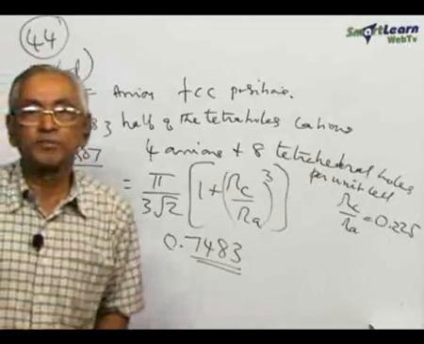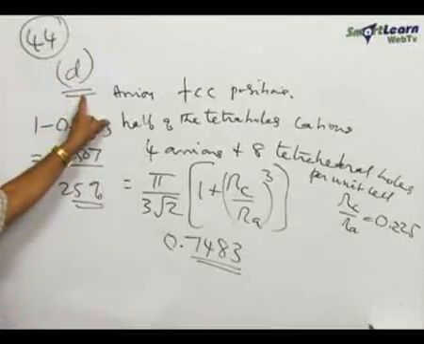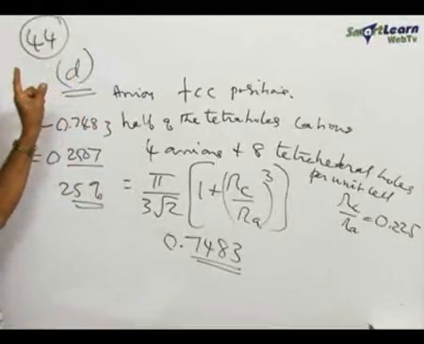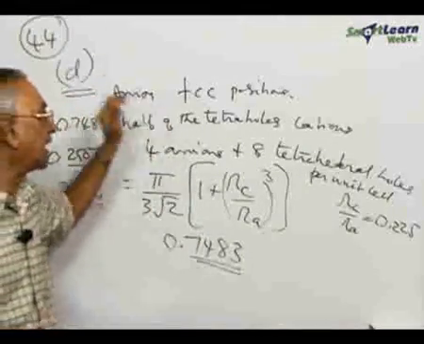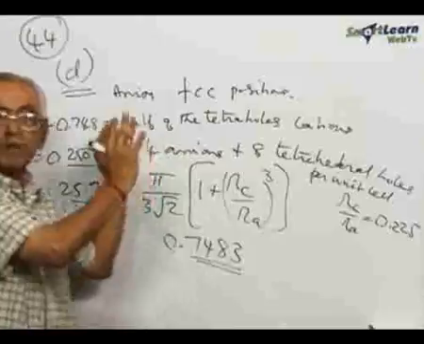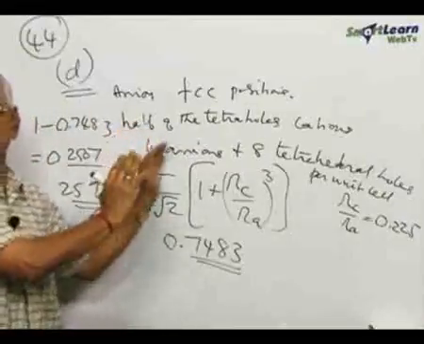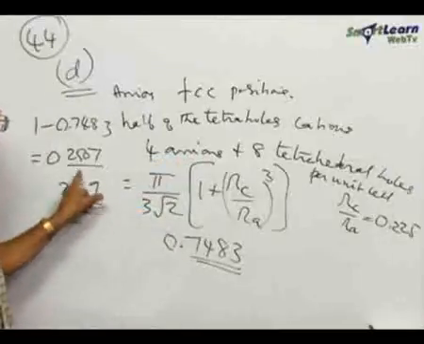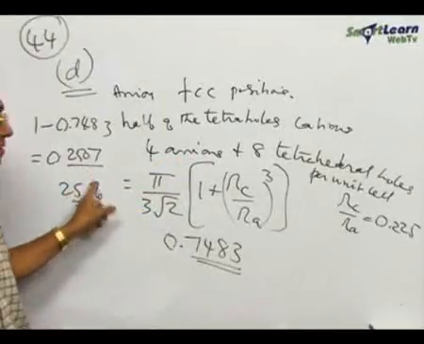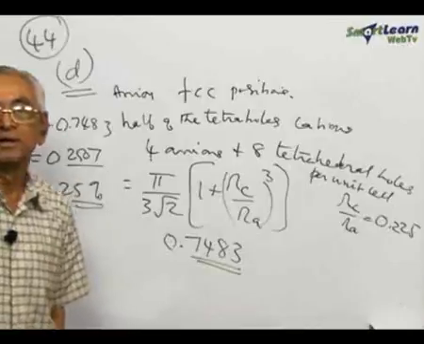So, for question number 44, the correct answer is D. The most important thing is to find out the fraction of the volume occupied by the various ions in the unit cell. From that, we subtract it from 1, which gives this value of 0.2507, or 25%. The answer is D.